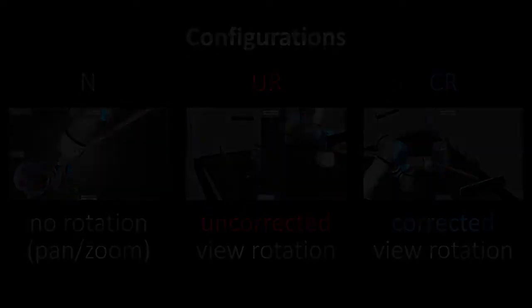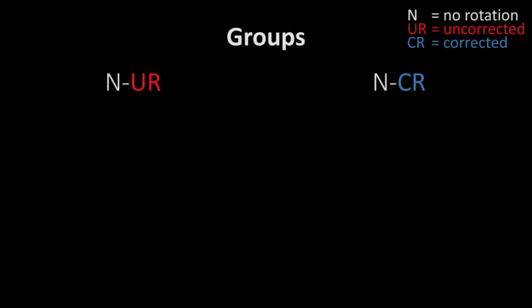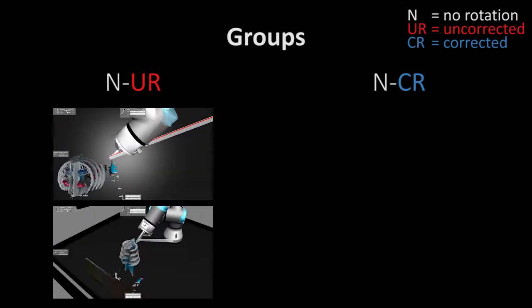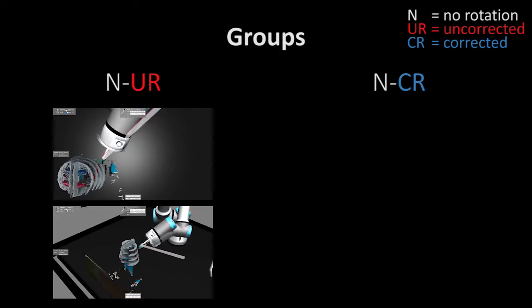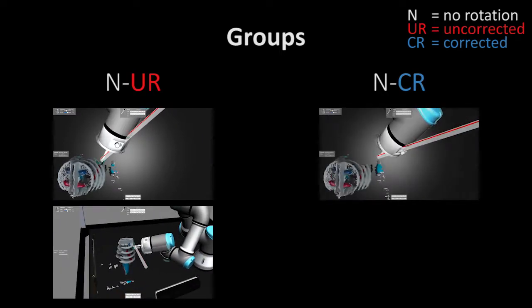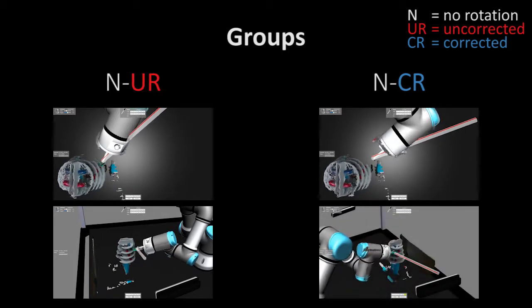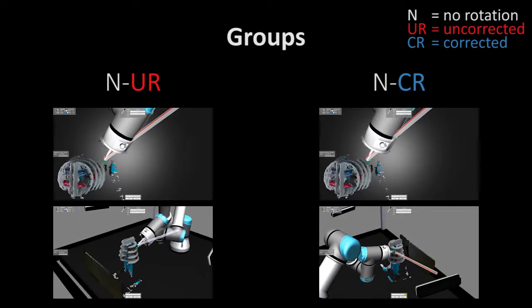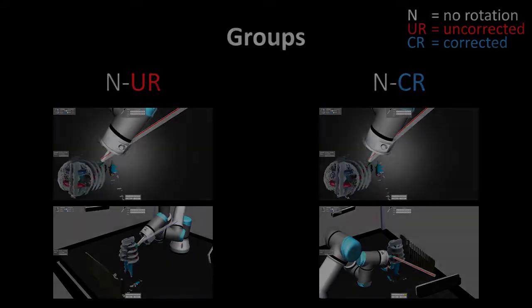Those in the CR configuration were allowed to rotate their view, and their hand and tool motions were automatically aligned. Subjects completed scenarios in 2 groups. Those in the NUR group completed scenarios in the N configuration and then again in the UR configuration. Subjects in the NCR group completed scenarios in the N configuration and then again in the CR configuration. Subjects were randomized as to the order in which they completed each configuration.